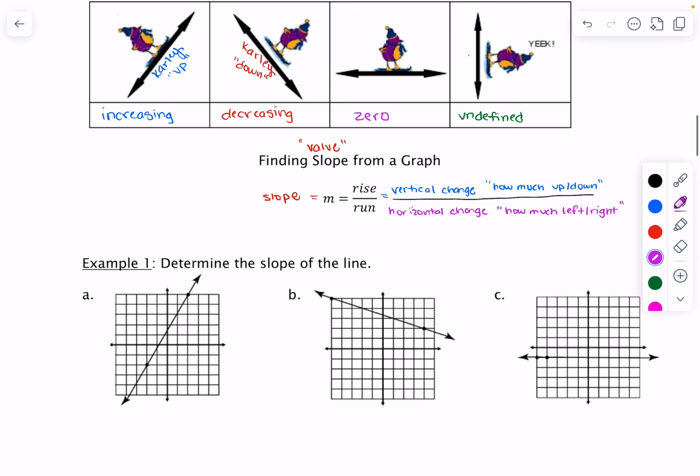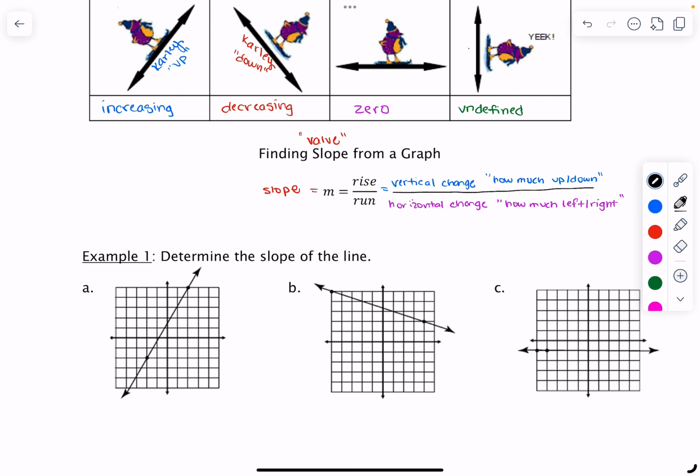So example 1 just says determine the slope of the line. Okay, I'd also like you to state whether it's positive, negative, 0, or undefined as well. So for letter A, the first thing you've got to look for are 2 points that cross the grid exactly. So I look here and I can see that this dot touches it exactly. I'm going to make it a little darker for you. It touches here at this dot. So those are the 2 dots that we have to work with.